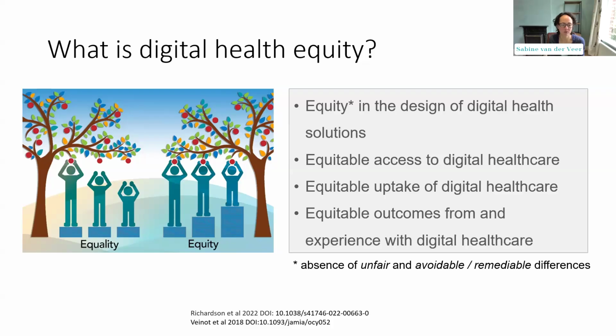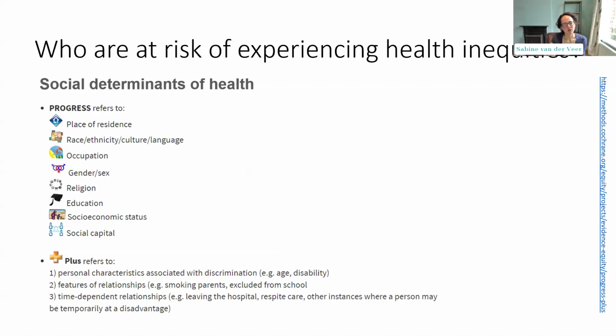tools to collect data for research can be considered when you develop such tools. When I'm thinking about who is at risk of experiencing health inequity, there's this really helpful list of characteristics. So you already saw in the definition of the WHO that there are different types of characteristics that matter. And the Progress Plus is a useful acronym that gives you a helpful checklist of characteristics that often matter.